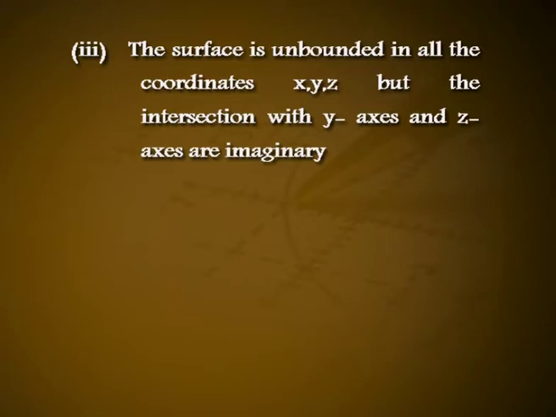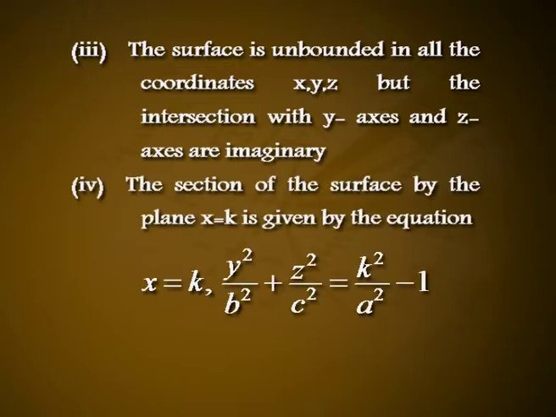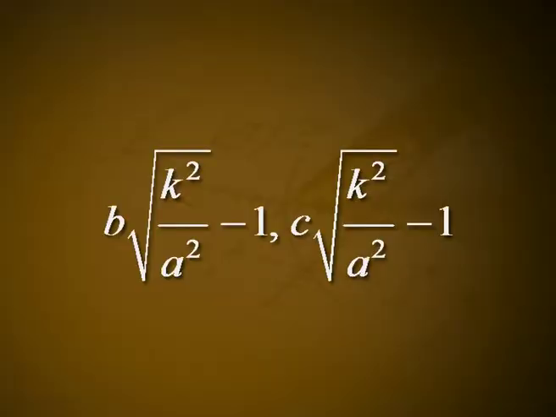The surface is unbounded in all the coordinates x, y, z, but the intersections with the y axis and z axis are imaginary. The section of the surface by the plane x is equal to k is given by the equations x is equal to k, y square by b square plus z square by c square is equal to k square by a square minus 1. The section is therefore an ellipse with semi-axes b into root of k square by a square minus 1, c into root of k square by a square minus 1.